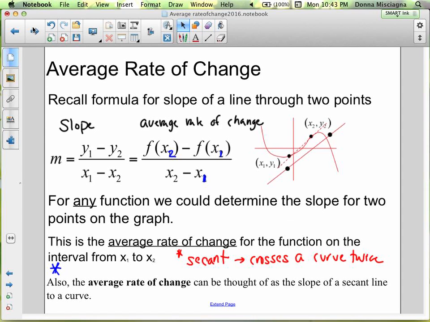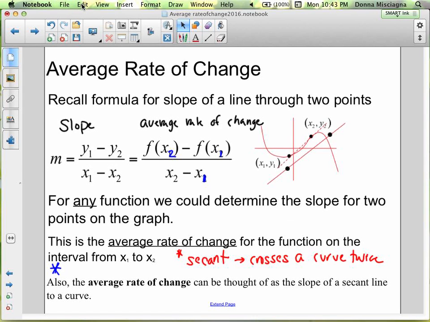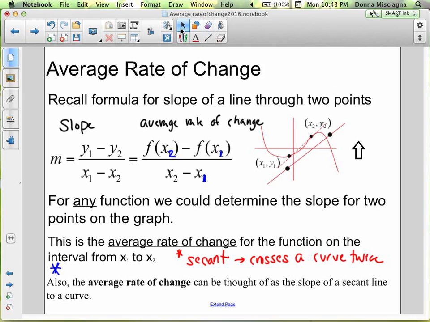So average rate of change, recall the formula for slope of a line through 2 points. I'm going to grab my little arrow here. There we go, now at least it's pointing the right direction. So slope is the change in y divided by the change in x.